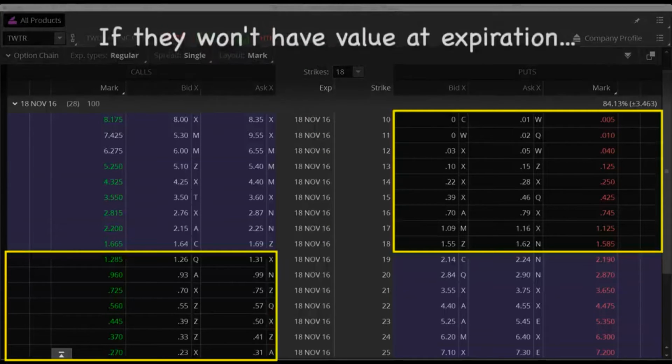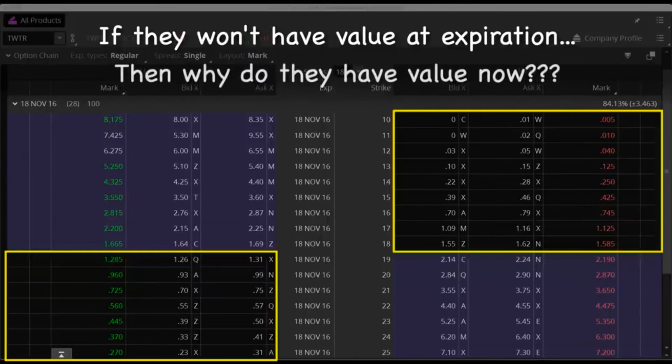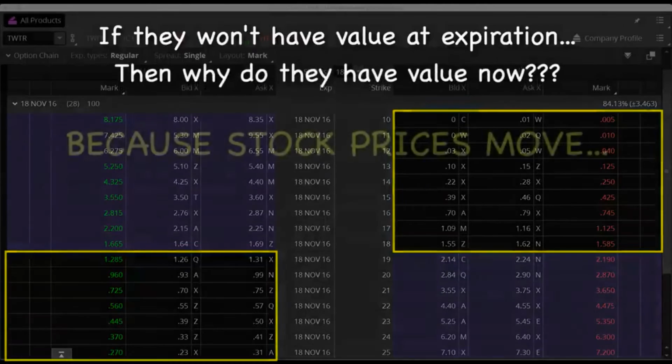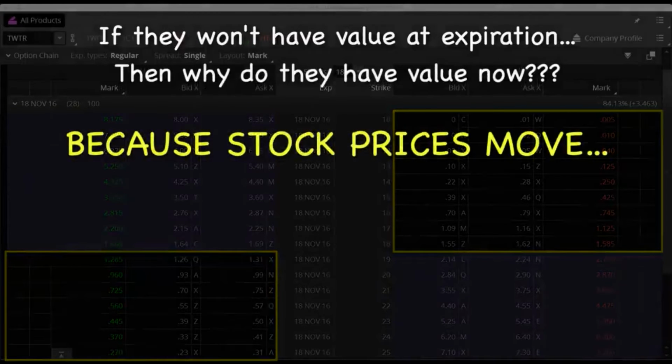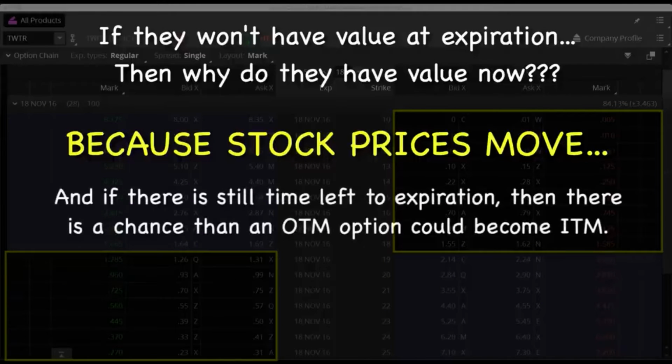But if they won't have value at the expiration, then why do they have value now? The answer is because stock prices move. And if there is still time left until expiration, then there is still a chance that the out of the money option could become in the money. So the reason these out of the money options have value is because there is still time left for the stock to move around.